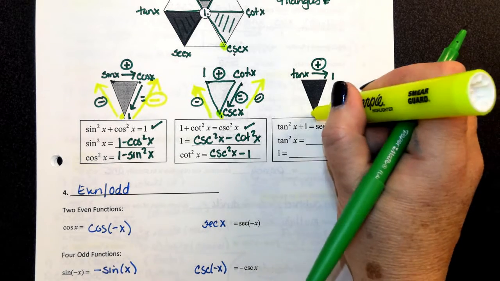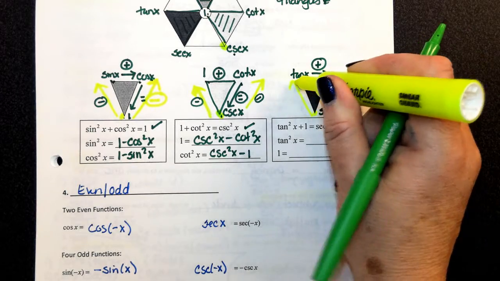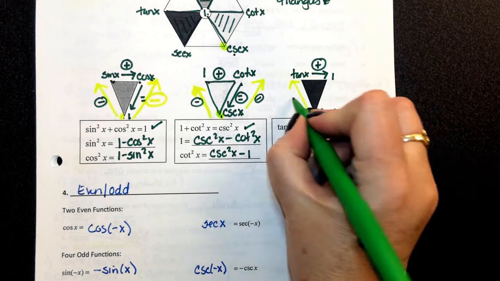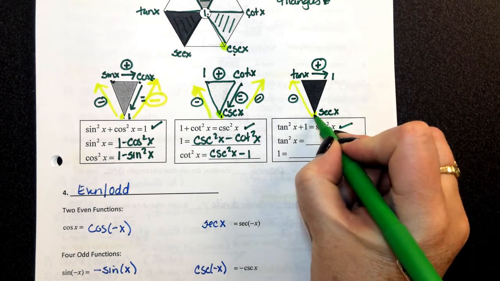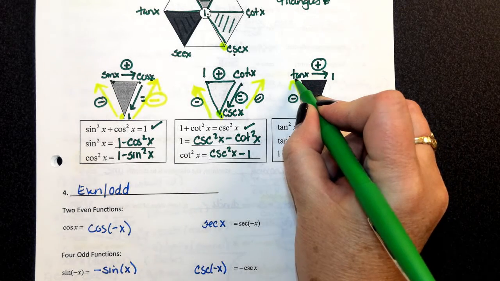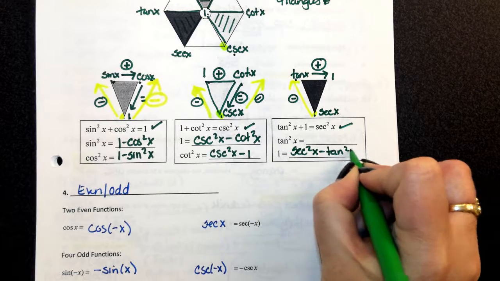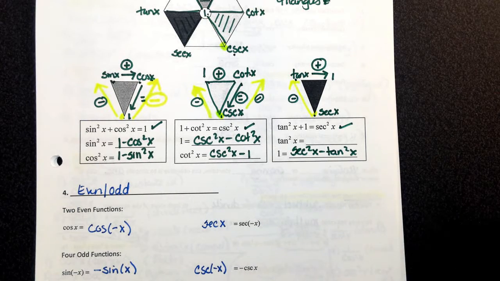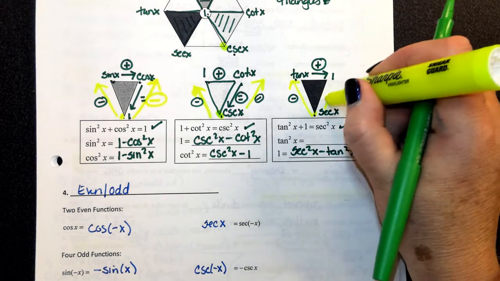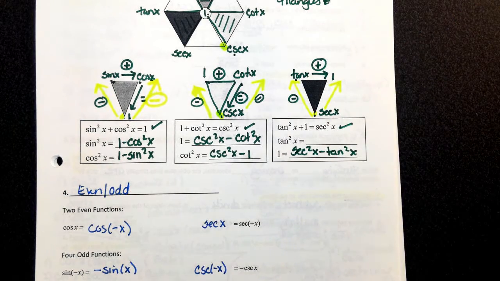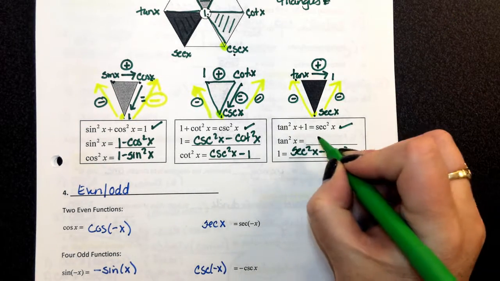Like I said, you can start at the bottom and work your way up. Secant squared minus tangent squared equals 1. You could also go up the other side. Secant squared x minus 1 is tangent squared x.